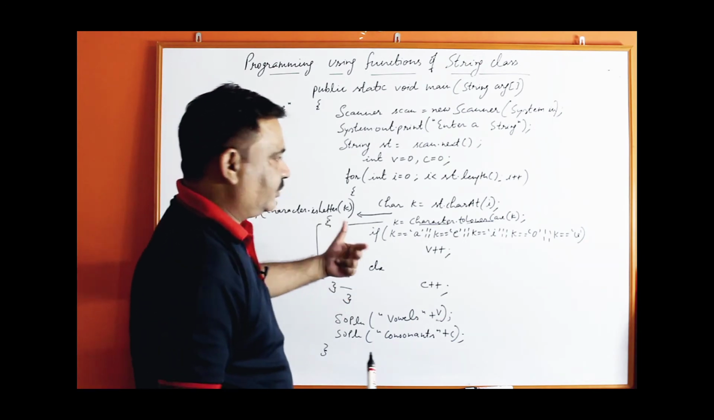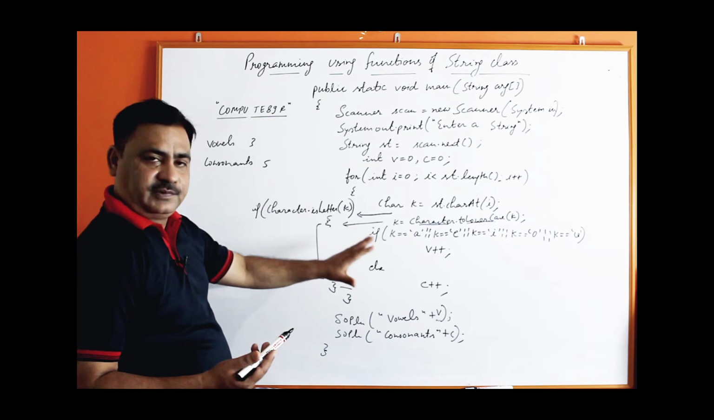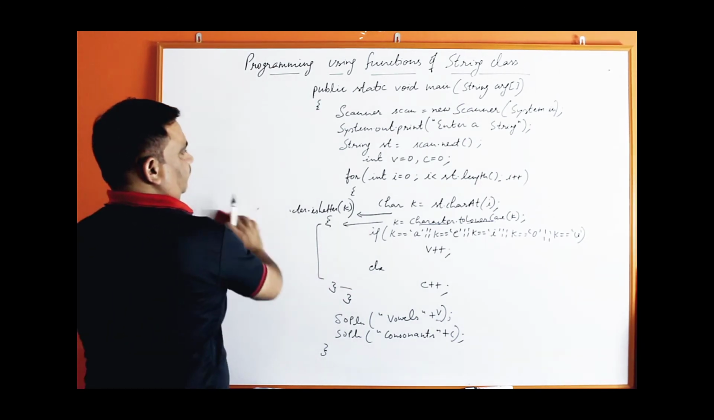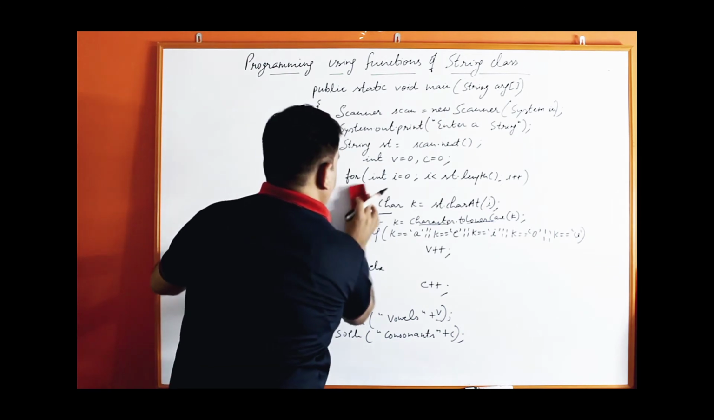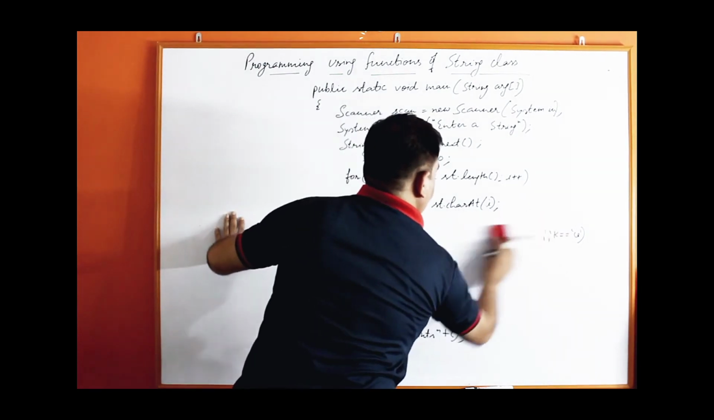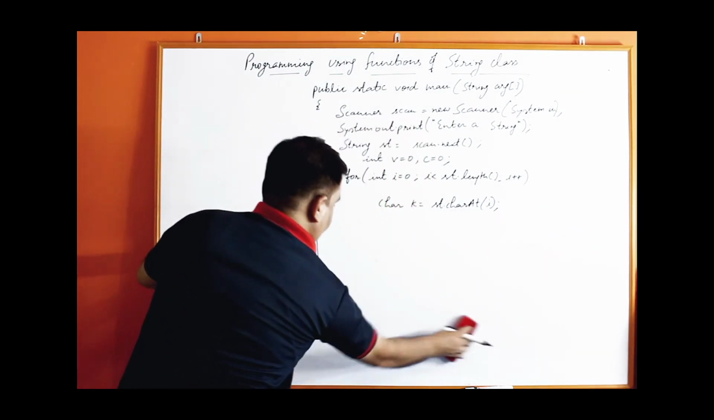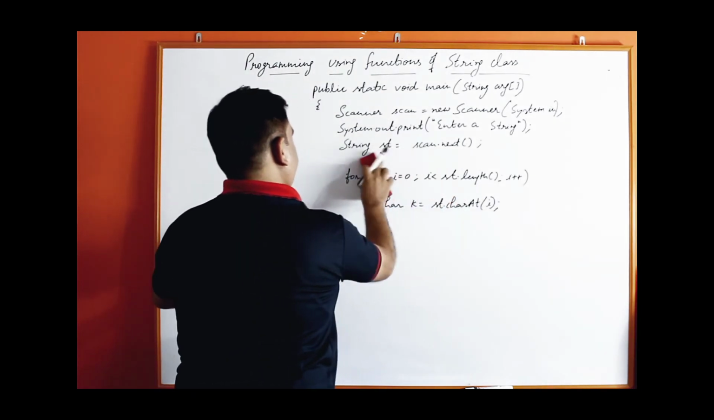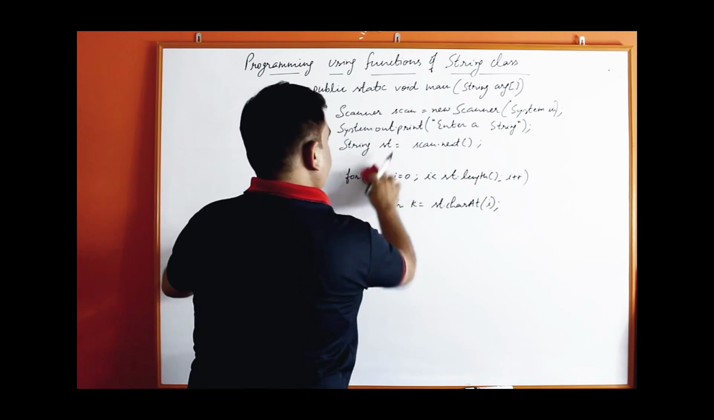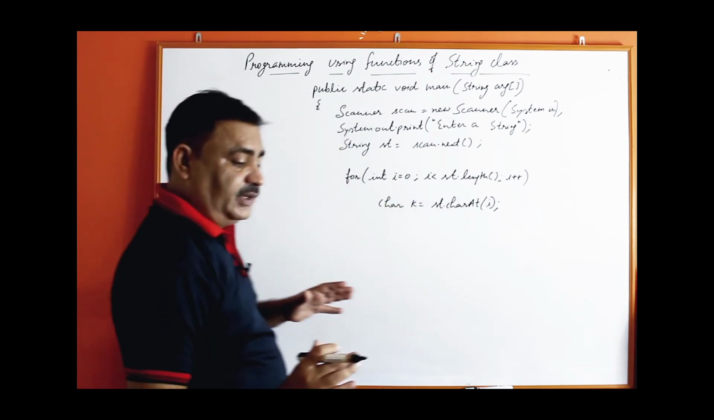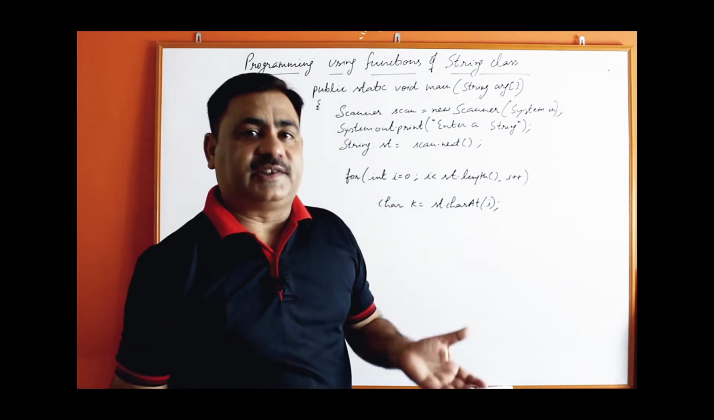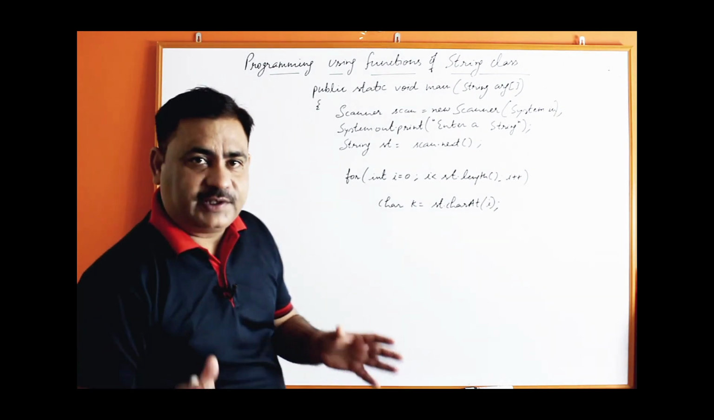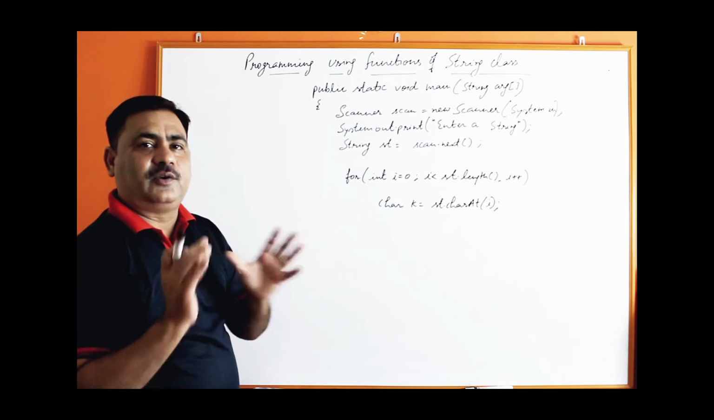So you can use wrapper class function in this program also. Now next program, I am running this program. So next program is to reverse the string. After reversing the string, we can check whether the string is palindromic or not.